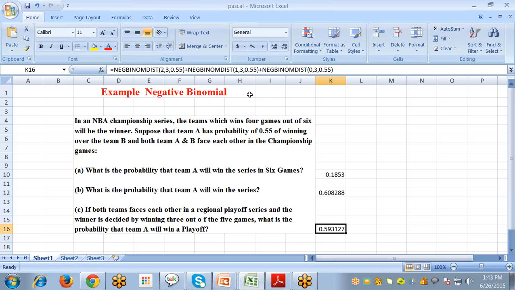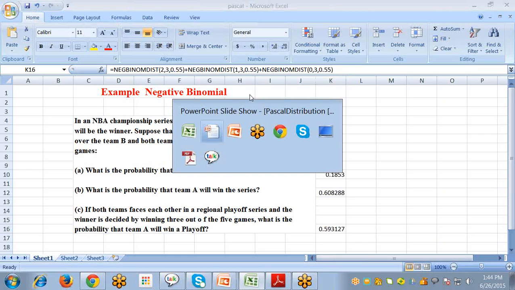So this is just an overview of how negative binomial distribution, or a Pascal distribution, is calculated in Excel.